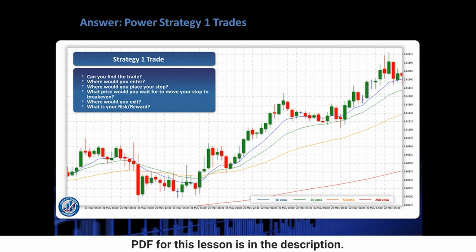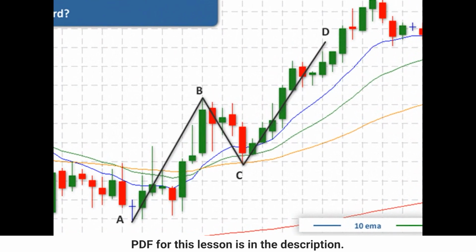Did you get it? Now what you want to do is identify all AB equals CDs on the chart. The one that we're going to be discussing here is this one here. A, B, C, D. AB equals CD, meaning the move from A to B is exactly the same as the move from C to D.